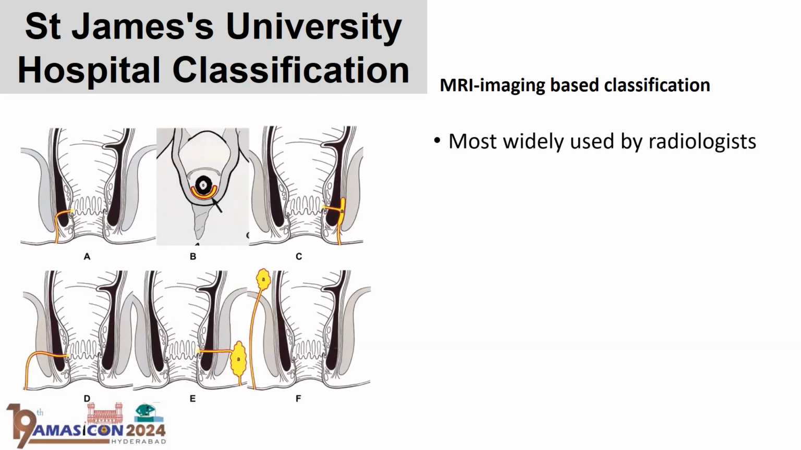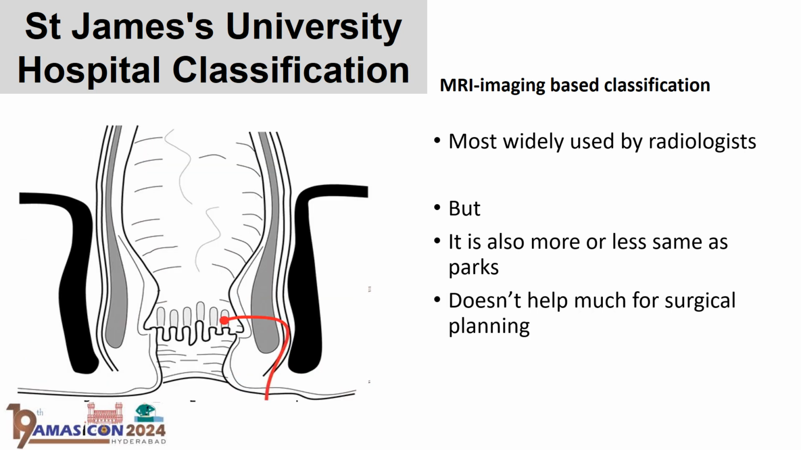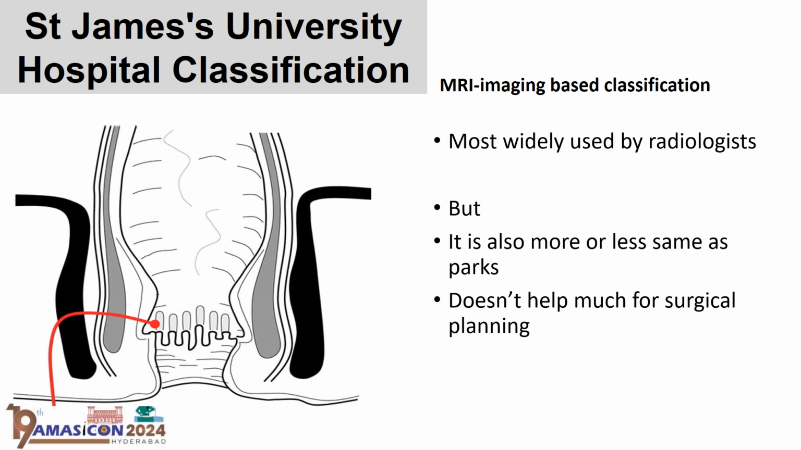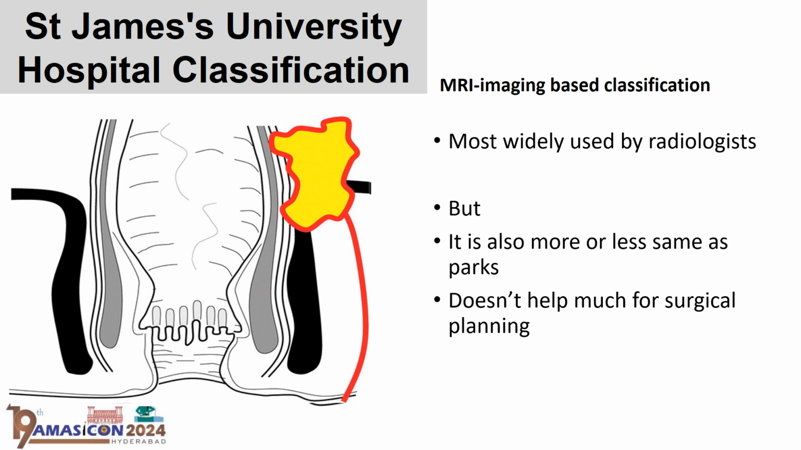This is MRI based classification. It is most widely used by all the radiologists, but this is also more or less like Park classification. It doesn't help much in surgical planning. We can see grade 1, grade 2, that is intersphincteric abscess and fistula, are Park type 1. Grade 3, grade 4, that is transsphincteric abscess and fistula, are as good as Park type 2. Grade 5 is as good as Park type 3 and type 4 clubbed in one.